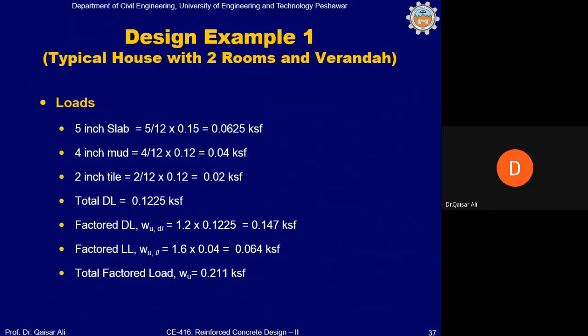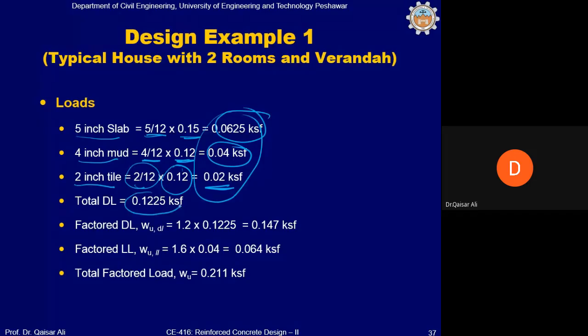अच्छा, आप स्टेप बाय स्टेप आ जाए लोड। So first of all, self weight, thickness of slab multiplied by unit weight, it is coming 0.0625. 4-inch mud layer, thickness multiplied by unit weight, it is 0.04 ksf. 2-inch tile, thickness multiplied by unit weight, 0.02. So total dead load will be the sum of these three. It is coming 0.1225.